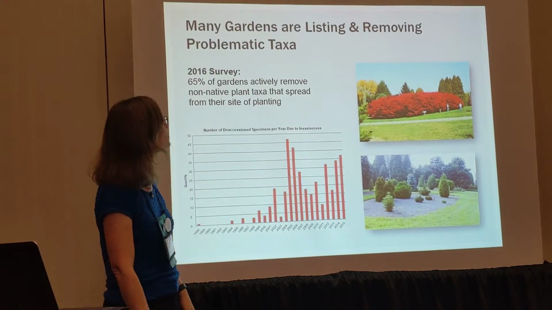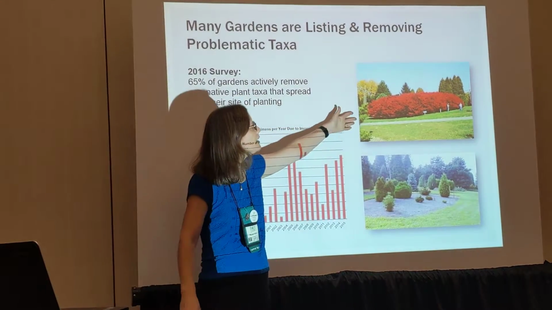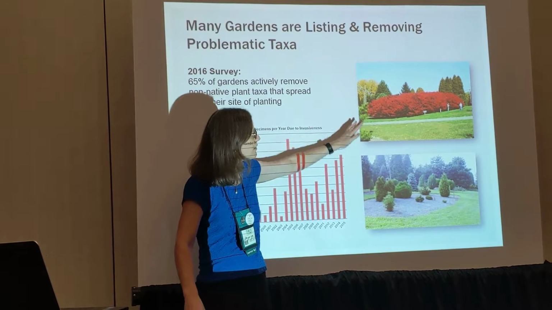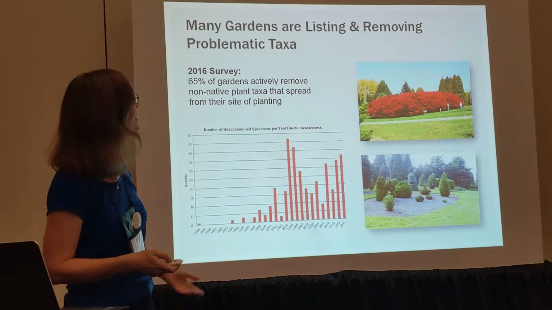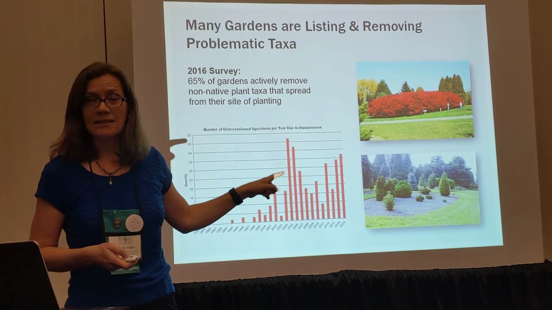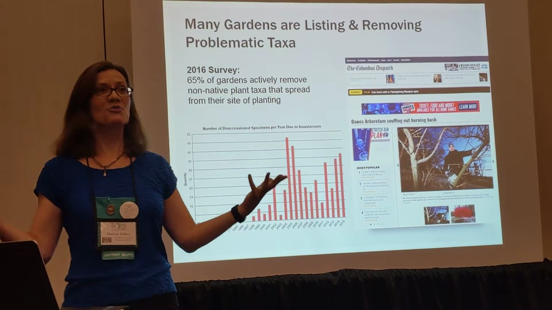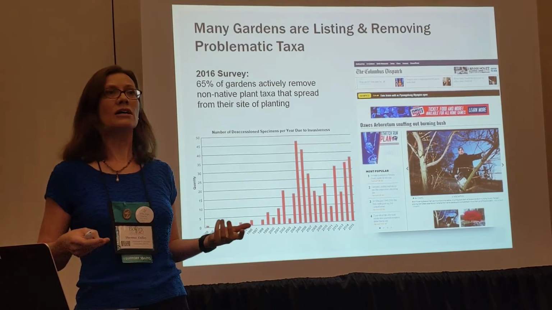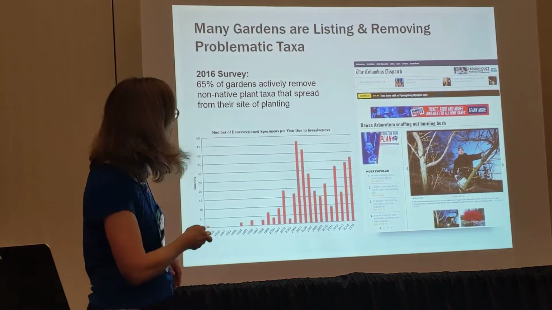So here's a good example. Here's burning bush. This is originally a planting that they had. They tore it out and installed a non-invasive one. This garden in particular actually didn't hide it. This is Dawes Arboretum, and they actually went onto the news. There was a newspaper article about this, saying, hey, look, we have made a decision to remove this beautiful plant.